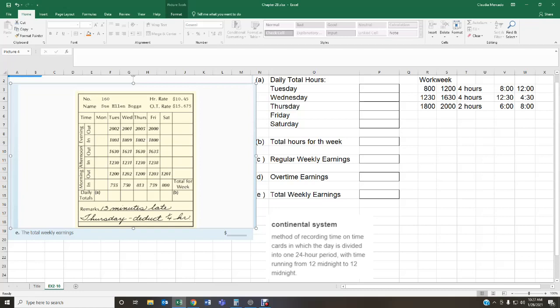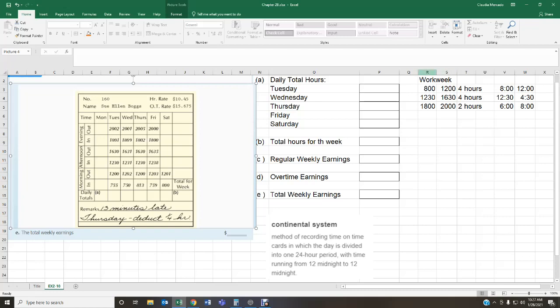The Continental System. Now, the Continental System is basically just a method of recording time on time cards in which the day is divided into a 24-hour period with time running from 12 midnight to 12 midnight. Okay, so we're going to start at 8 to 12, that's 4 hours. And then from 12:30 to 16:30, that's 4 hours. And then from 18 hours to 20 hours, that's 2 hours. So this is my normal work week.